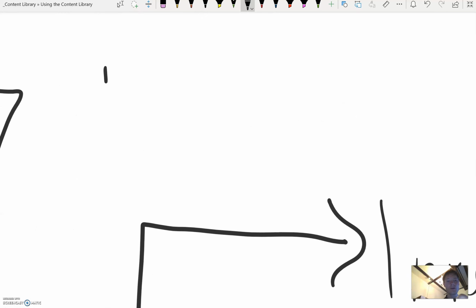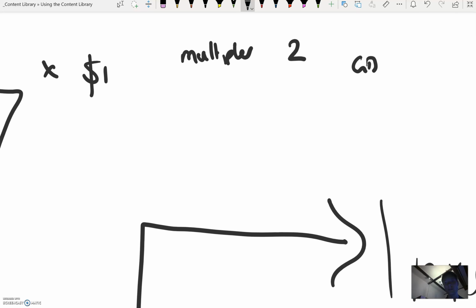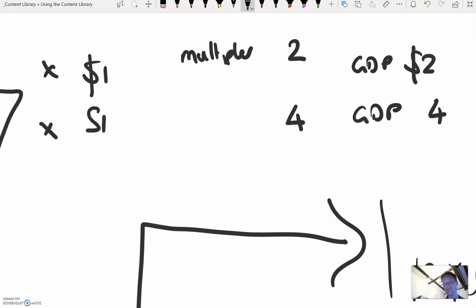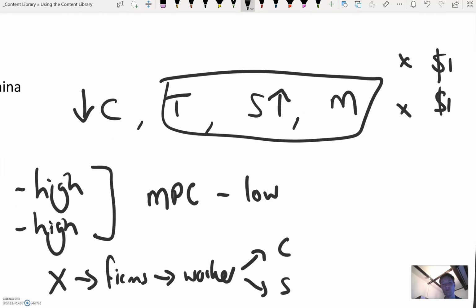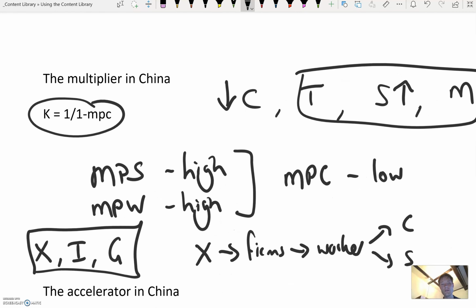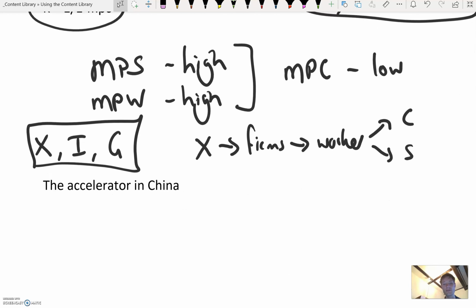So for example, if $1 of exports go into China, and the multiplier in China, for example, is 2, then as a result of the injection of $1, GDP will go up by $2. However, if exports, for example, in the US are $1 and it's got a multiplier of 4, then the GDP from that will be $4. So you can see straight away that the multiplier must be lower in China than it would be in other consumption-led economies. That's one problem with having a high savings rate.